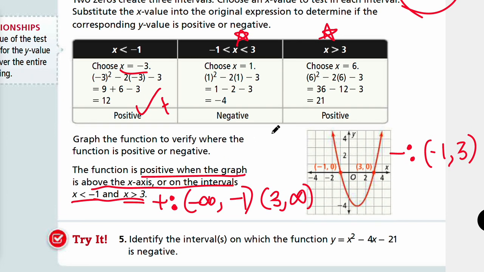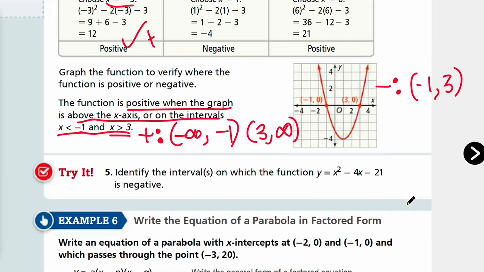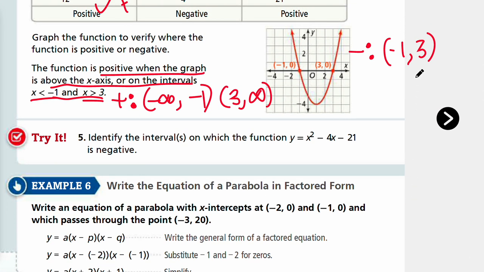Okay, so let's do number 5. Try it. Identify the intervals on which the function y equals x squared minus 4x minus 21 is negative. So you'll use the same steps, but try to figure it out by yourself. Pause the video, figure it out by yourself, and come check for answers. Okay, are you ready? First of all, you want to find the zeros, right? That's your first step. So try number 5, find the zeros.